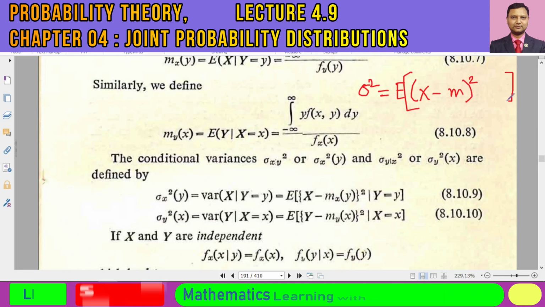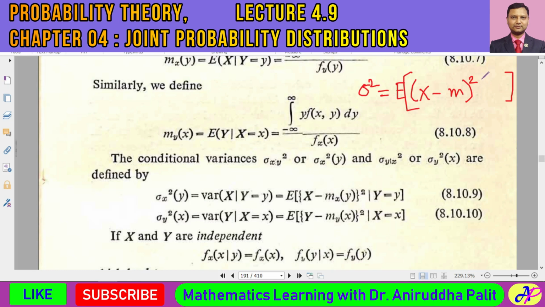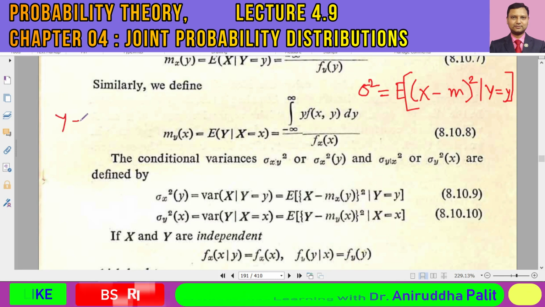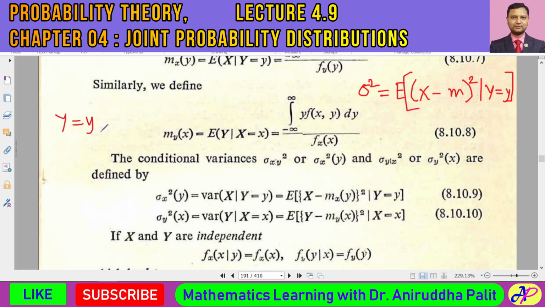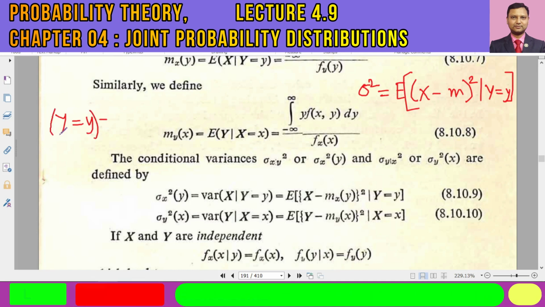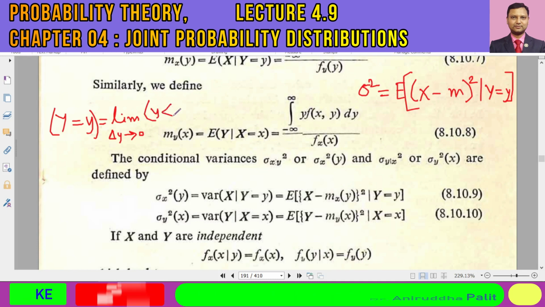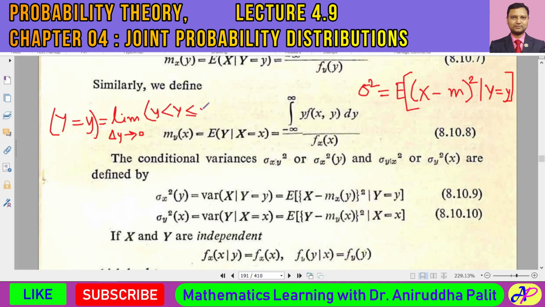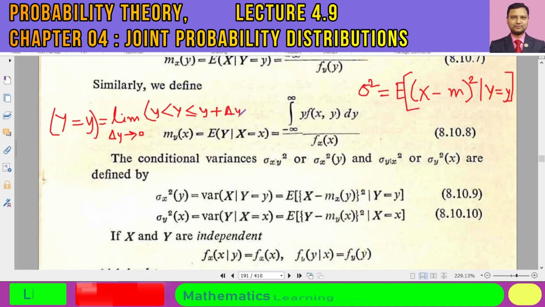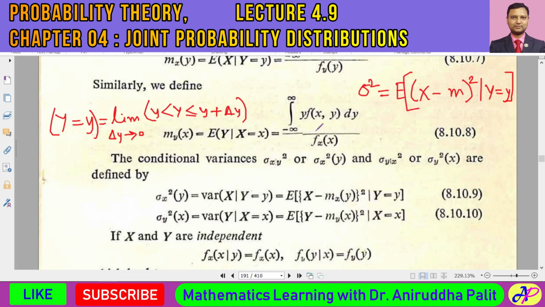Now in case of conditional distribution, if it is given the condition that Y is equal to small y, by the way, remember that in case of continuous distribution, the meaning of the event Y equals small y will always be represented in terms of the limit as delta y tends to 0. This event represents the limiting event of y less than capital Y less than or equal to y plus delta y. We already discussed this result in the previous lectures. Anyway, let's continue.